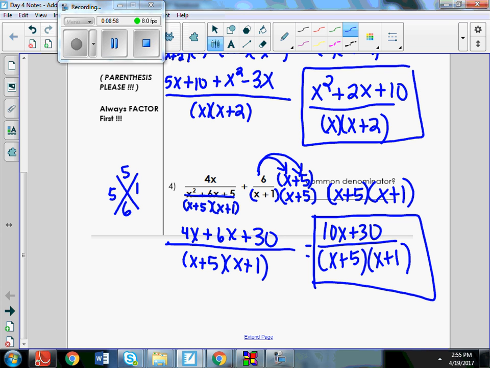Questions are good. So sometimes you have to multiply both. Sometimes you have to multiply one to get your common denominator.